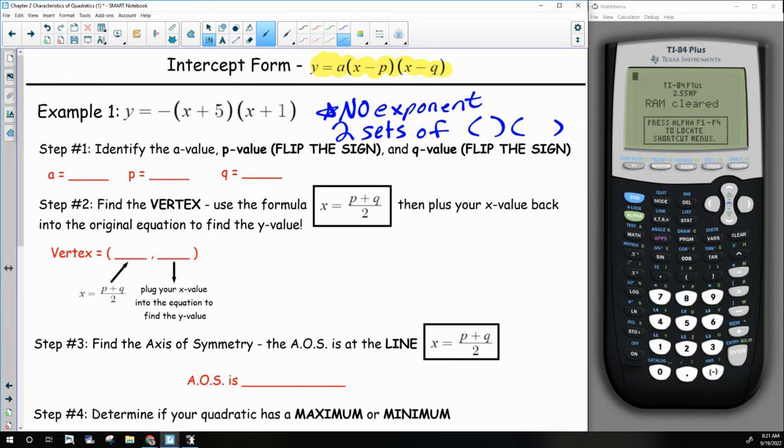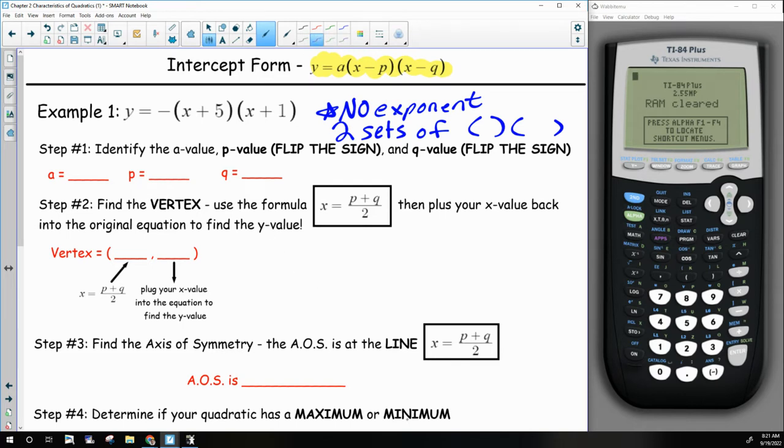Okay, a, p, and q, just like before, we are finding our same things. We're finding that vertex, that tippity top or very bottom of our valley. We're finding our axis of symmetry. We're going to use our calculators to create a table, and then we're going to graph each one. Okay? So a, p, and q.